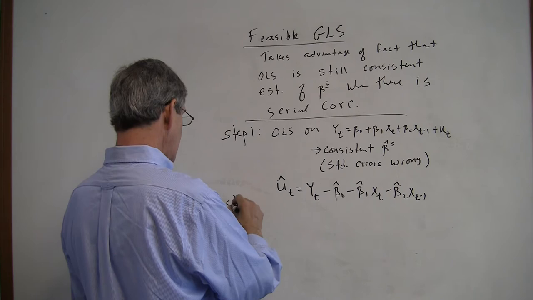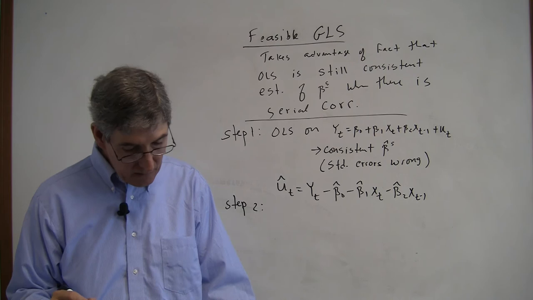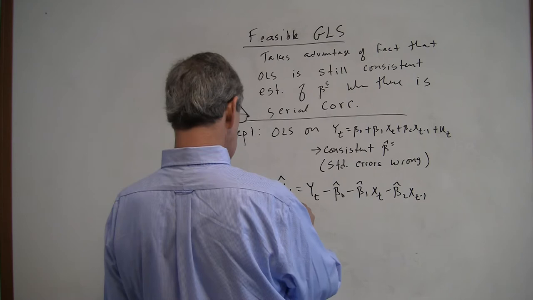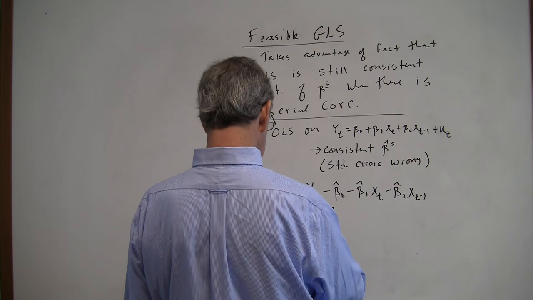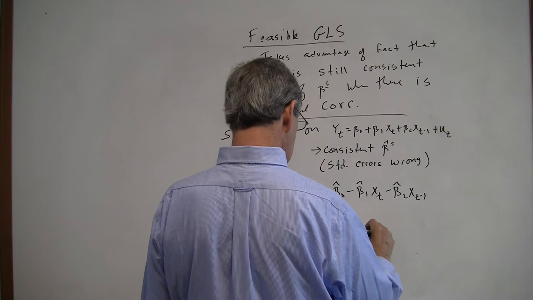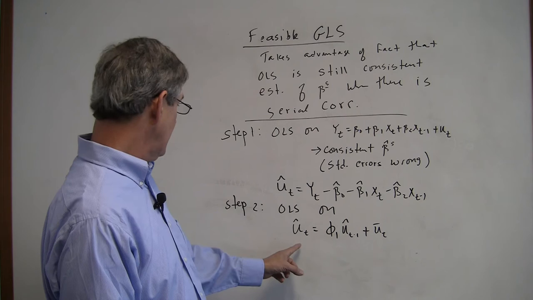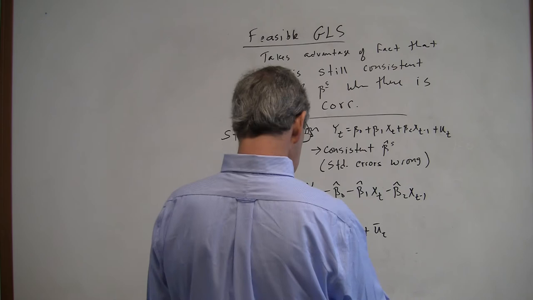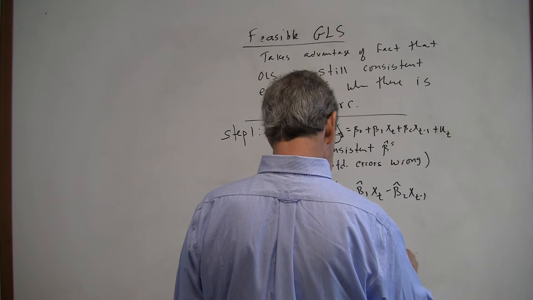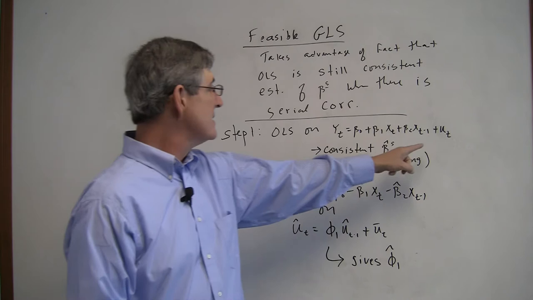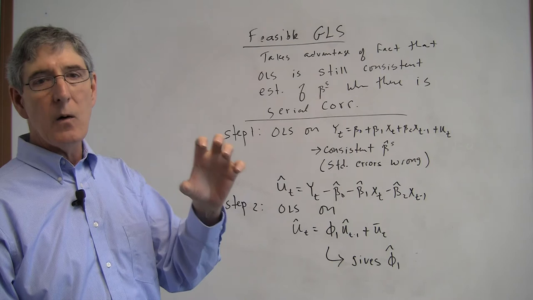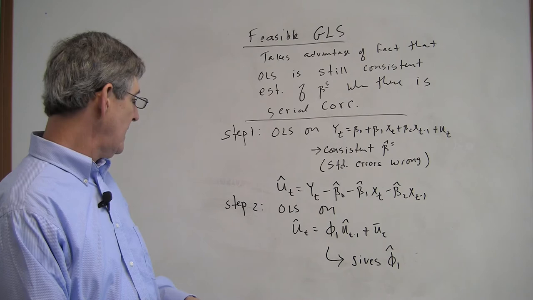Okay, step two then, now that we have an estimate of the error, we can get an estimate of the phi, because we know what the model of the error is. So we're going to use OLS on UT hat equals phi 1 UT minus 1 hat plus UT bar. These are IID, so it satisfies all the assumptions we need for OLS. We have consistent estimates of the errors, so that's good. And this gives phi 1 hat. So we have that estimate of phi we were after. So we run OLS on the original model, save the estimated errors, run the errors on the lagged error, that coefficient, that's the model of the error term, gives us the estimate of phi 1.